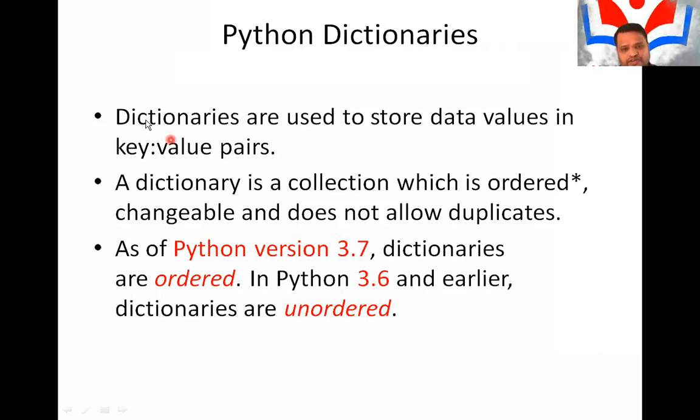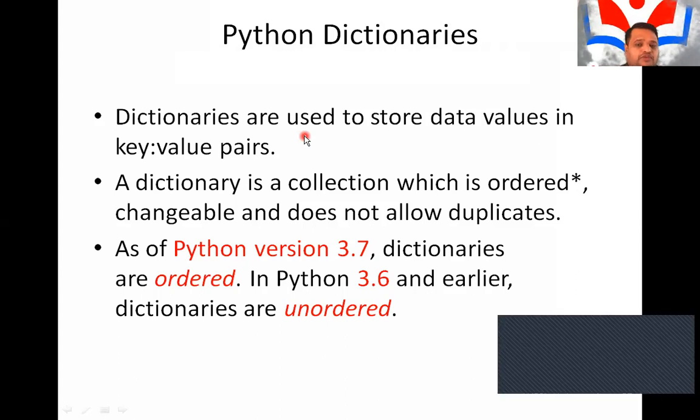So dictionaries are nothing but a way to store values in the form of key colon value pairs. And now the next important thing you need to understand about the dictionary is whether the dictionary is an ordered one or an unordered one.